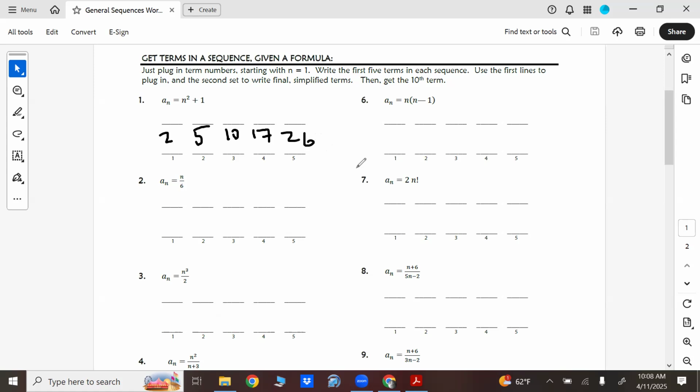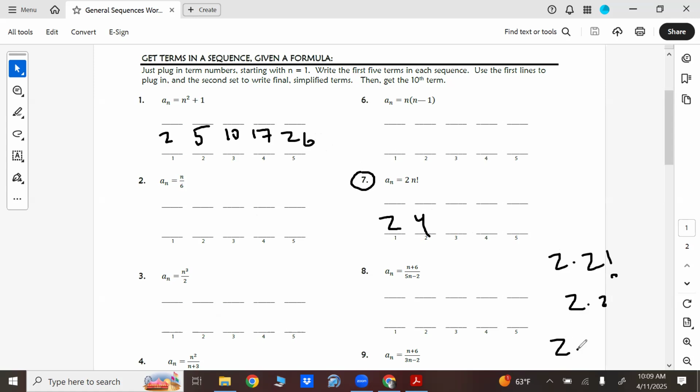Let's look at number 7. Do you guys know what the exclamation point does? Factorial, good. Or you can say n really loud. Dumb joke, I know. Okay, so that'll be 2. And then if you do 2 times 2 factorial, what's 2 factorial? 2, so that'll be 4.